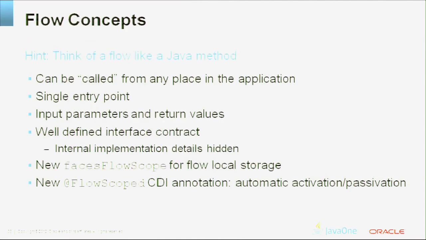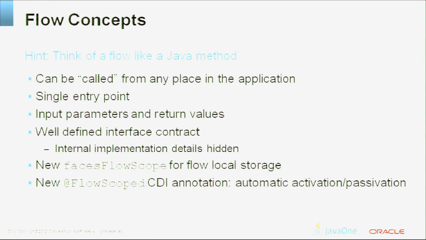You can think of a flow like a Java method. You can call the flow from any place in the application that you've defined it to be valid to call. They have a single entry point. They have input parameters and return values. They have a well-defined interface contract, which hides the internal implementation details.